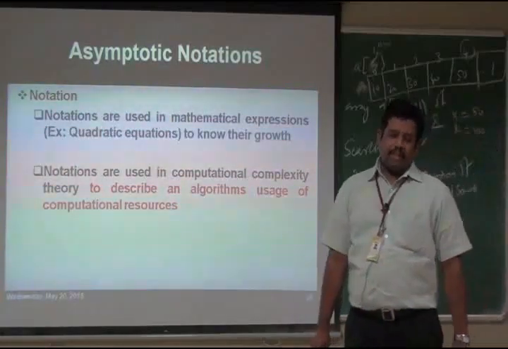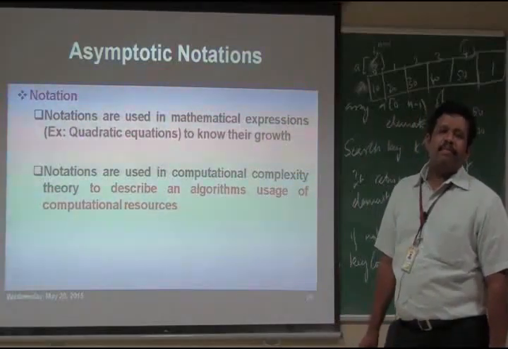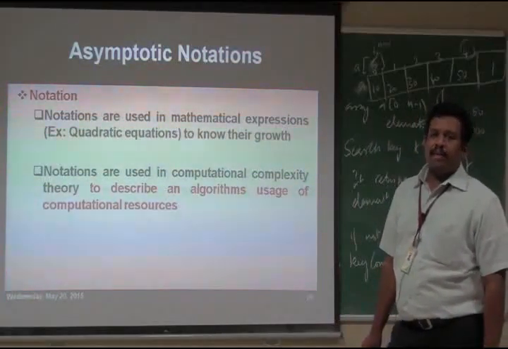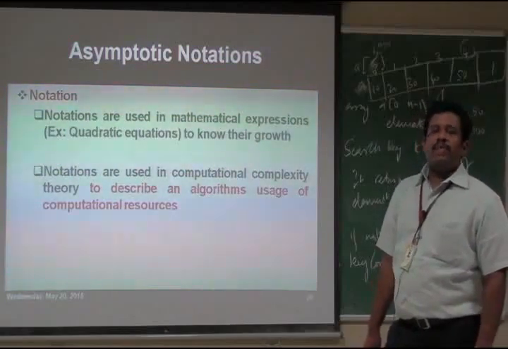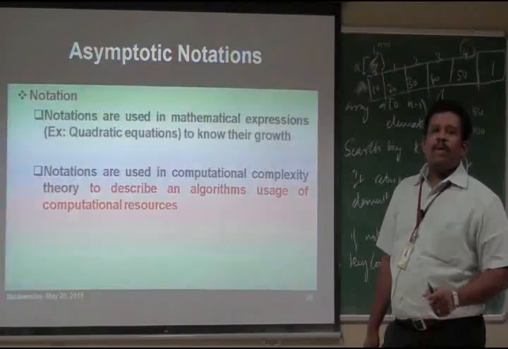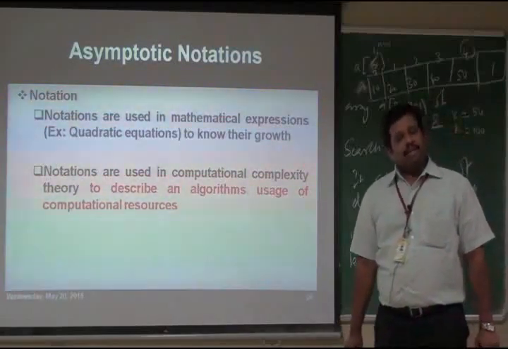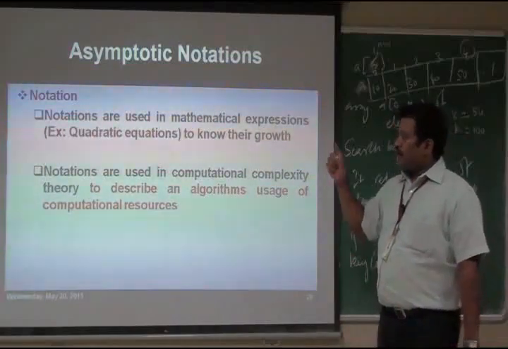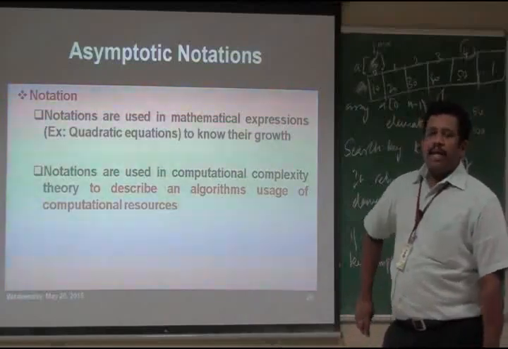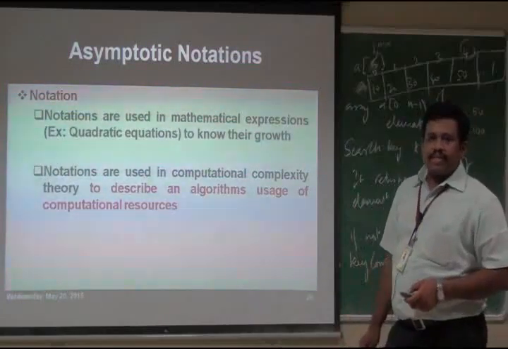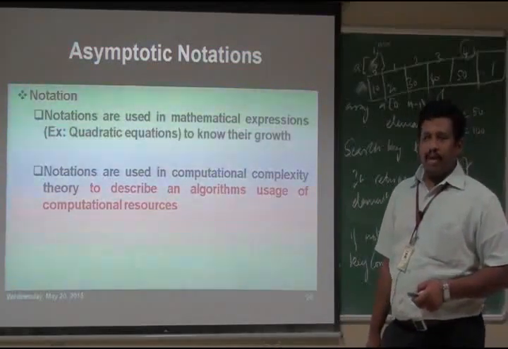So next one is the notations. We are moving into the topic now. Notation, as we know already, is a symbol which is highly used in mathematical expressions to know the growth of functions. The growth of a function is compared to the growth of algorithms, because all algorithms are expressed by mathematical formulation. So notations are highly used in computational complexity theory to know about an algorithm's growth, to assess the efficiency of an algorithm. Based on that, asymptotic notation formulation has been defined.